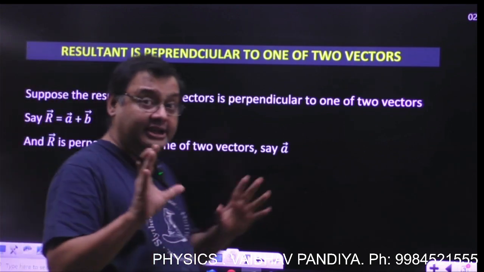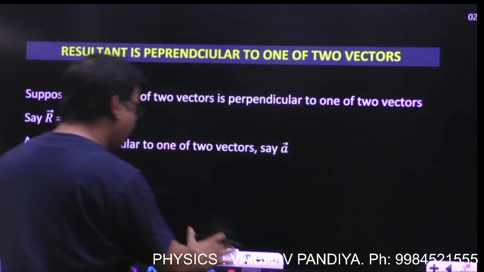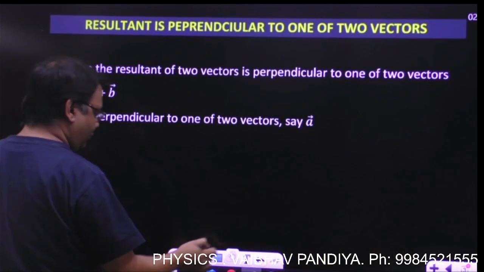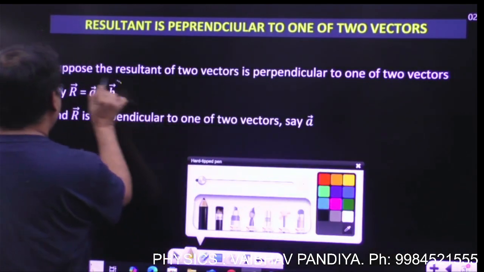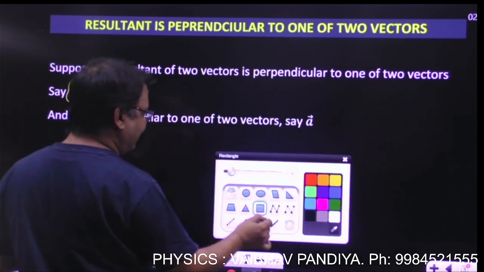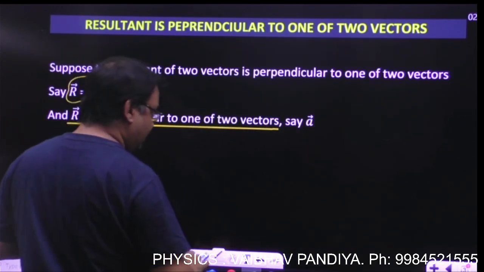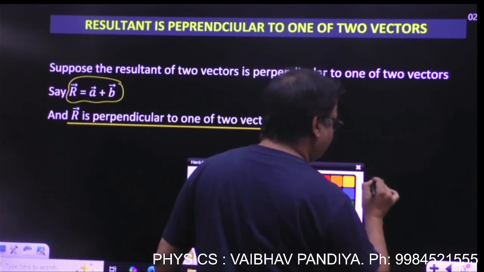Okay, we are not talking that the vectors are perpendicular. The resultant of the two vectors is perpendicular to one of the two. So say vector R is vector A plus B and vector R is perpendicular to one of the two vectors, say vector A. Okay, now we know the basic of the triangle law.